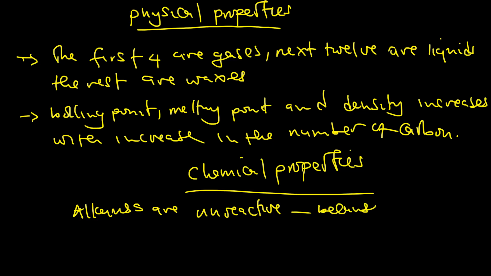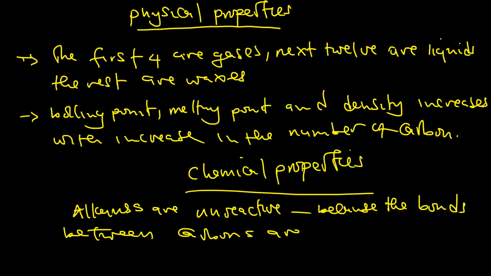We are saying alkanes are unreactive because the bonds between carbons are stable. Okay? The bonds between carbons are stable. And of course, the molecules lack a specific site for chemical attack.